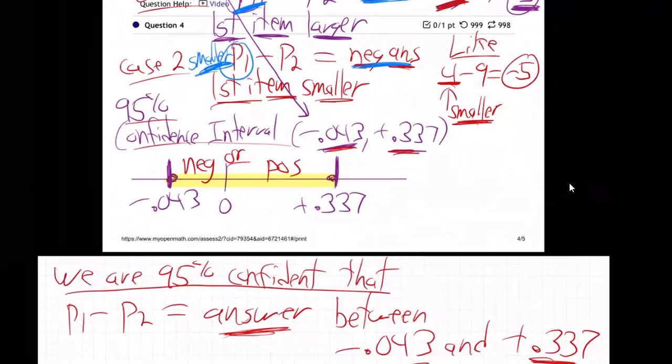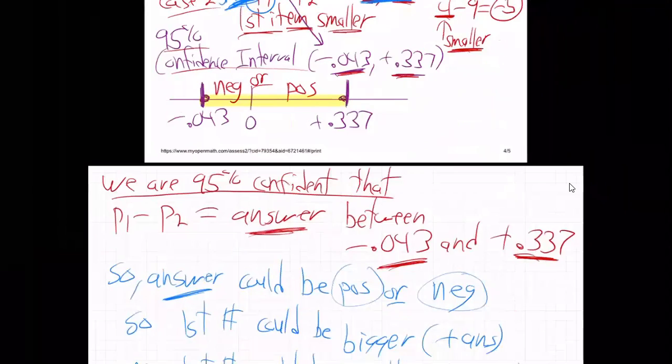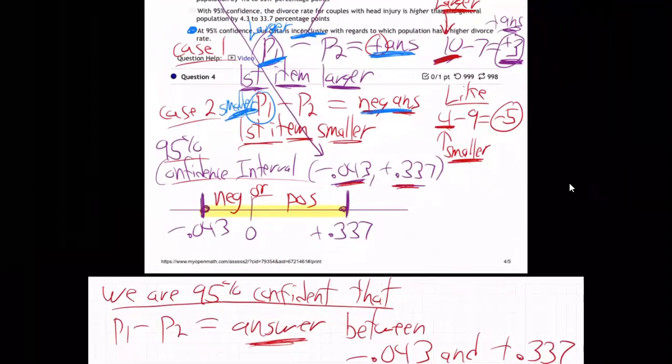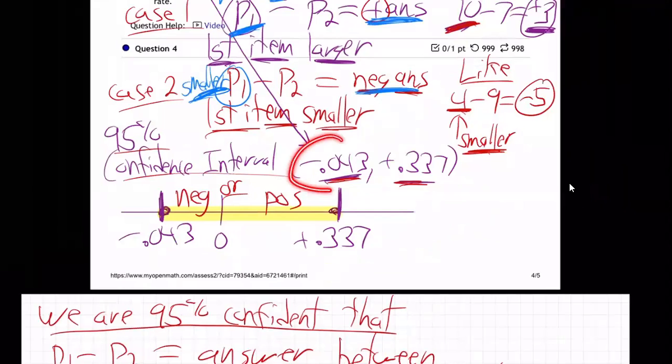You've got to draw that number line. So you got to take your confidence interval. It's not just because the first number is negative. It's because the first number is negative and the second number is positive. It's because of both of those facts.